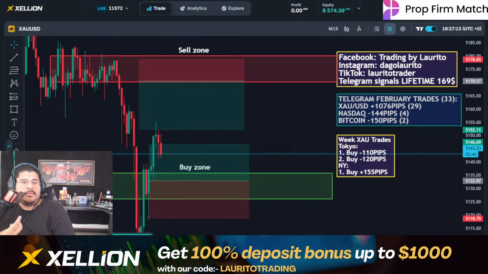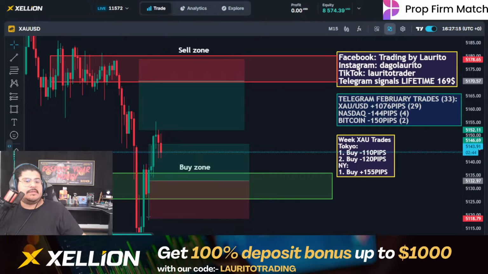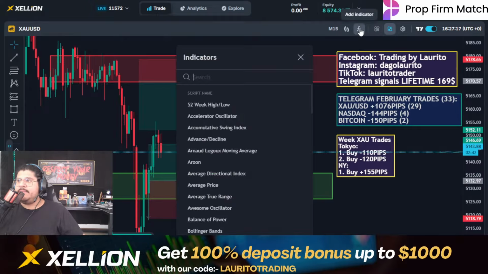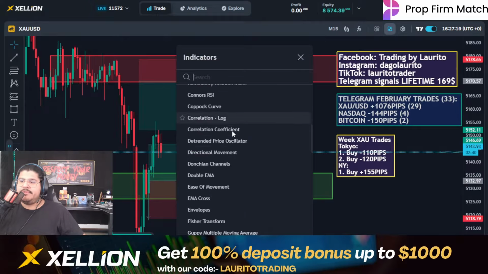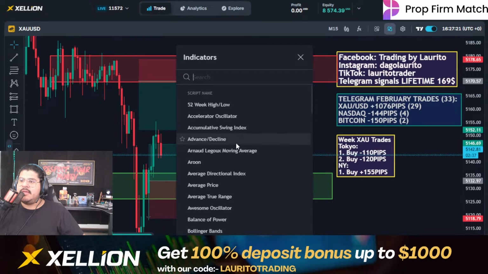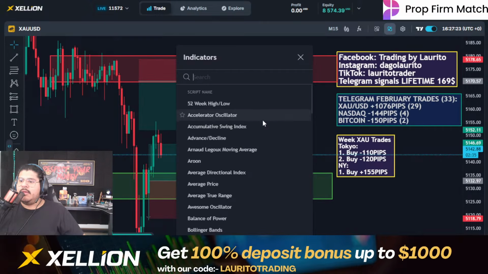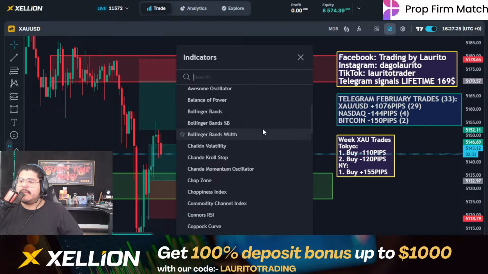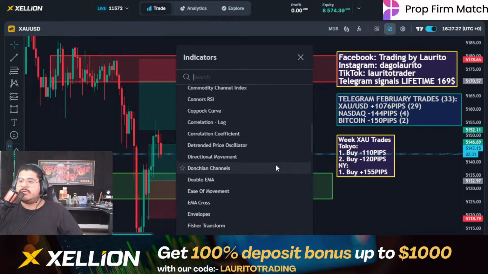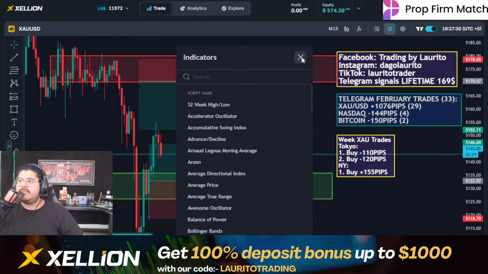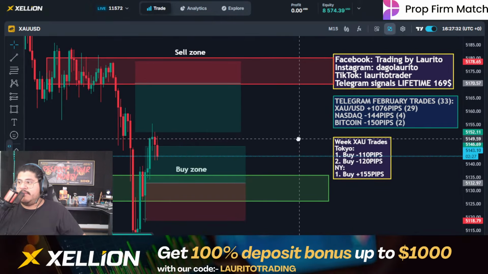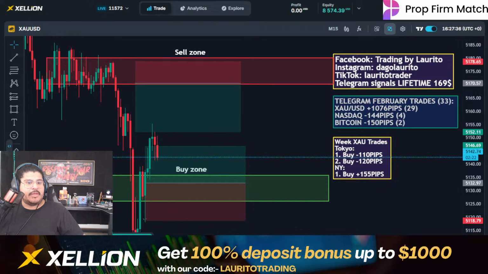Or again, for the people who are working now with Cellium and want to add an indicator, they have a massive list here of indicators. And well, it depends on you guys. Just find the indicator that you want. Cellium gives you that option too, so that's great. So it depends on what you like, you know.